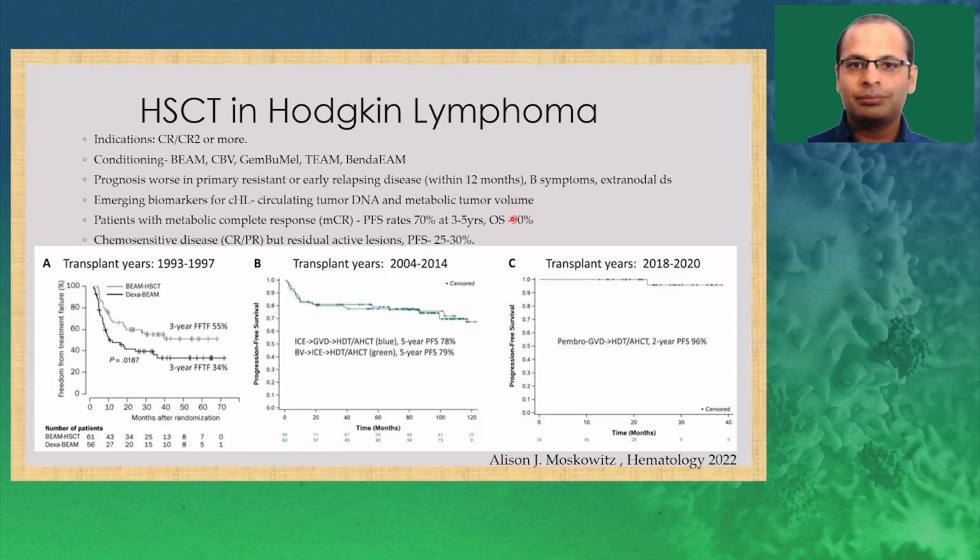Important to see that if there is metabolic CR, the PFS rates are around 70%. But if there is PR or active residual disease, this PFS decreases to only around 30%.